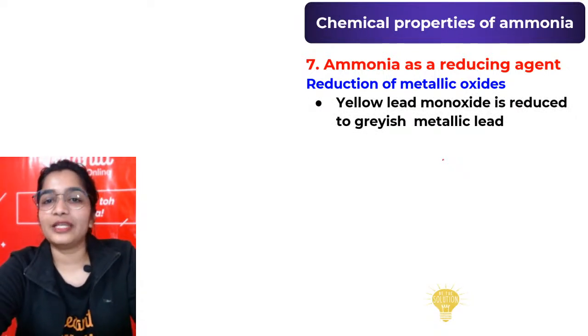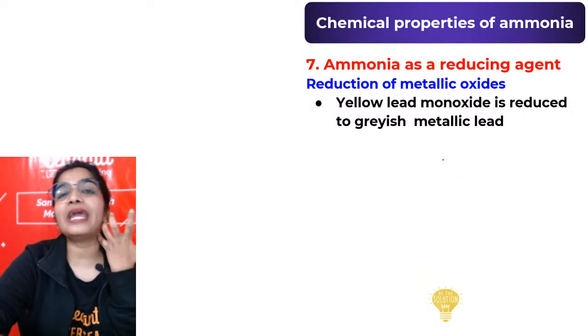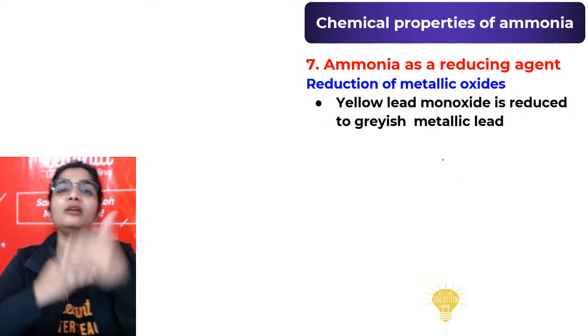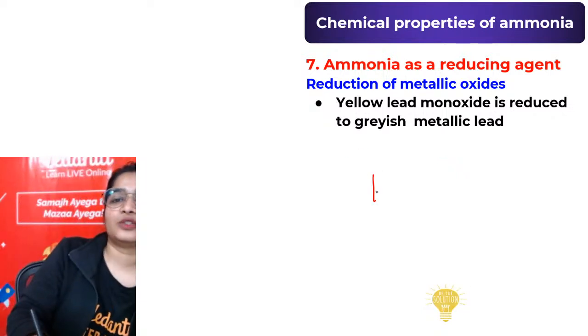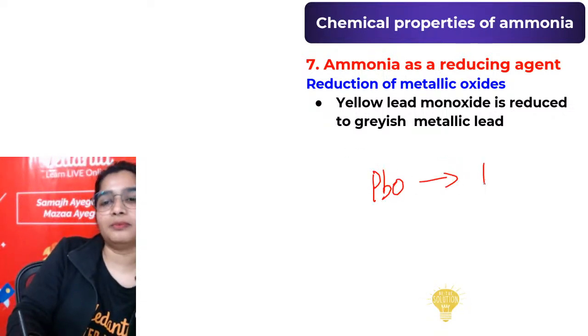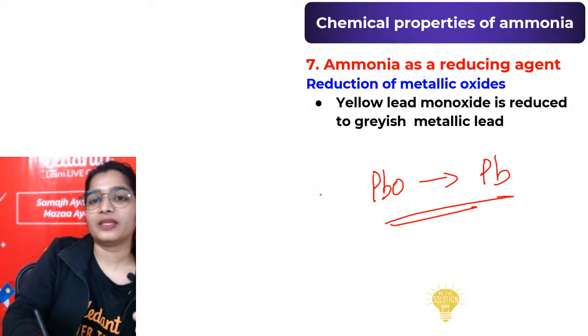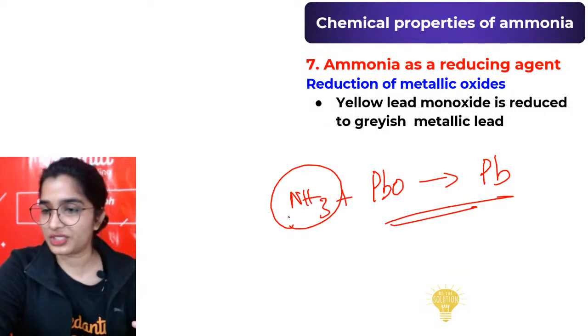So ammonia as a reducing agent. Okay. So if you take lead oxide, it will be reduced to lead. So PbO to Pb in the presence of ammonia, which is acting as a reducing agent.